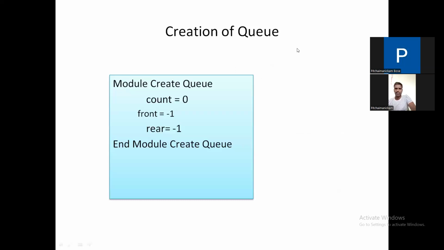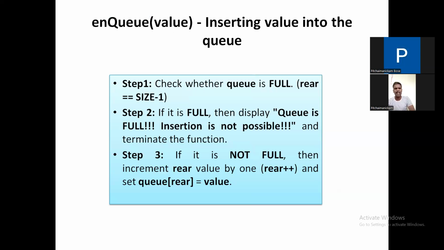Suppose we are creating a queue consisting of three variables. One is count equal to 0, front equal to -1, and rear equal to -1. This is the way of initializing the variables for creating the queue. Another thing is how we are going to perform the NQ operation, that is, how we insert an element into the queue.